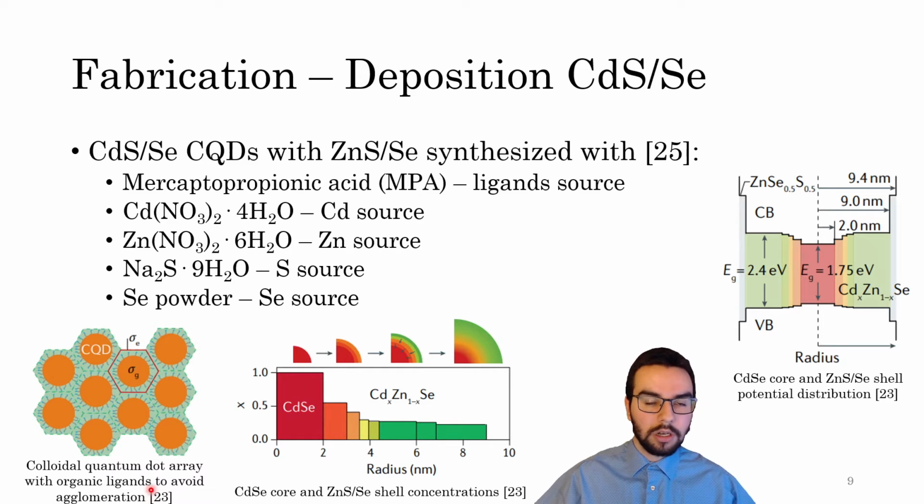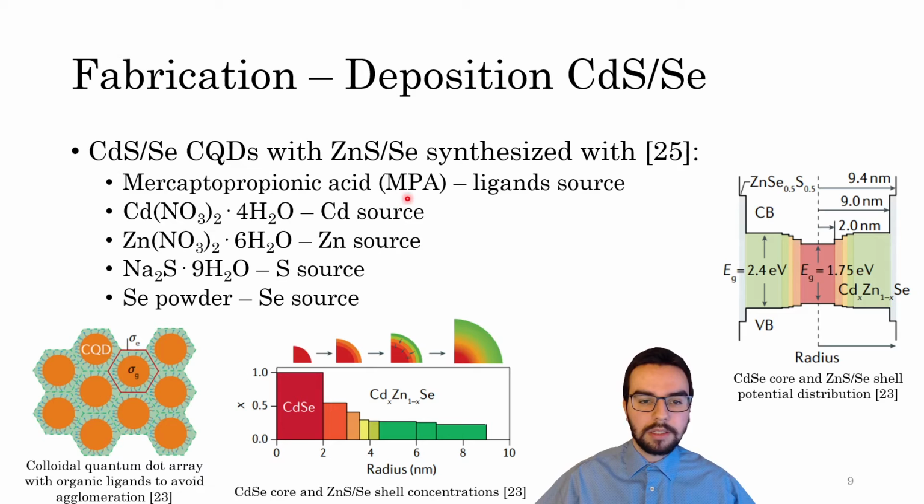colloidal nature of these quantum dots and avoid agglomeration of the quantum dots themselves. Agglomeration is not wanted because it stops the uniformity of the quantum dots, and joining quantum dots can actually alter the band gap properties of the quantum dot.